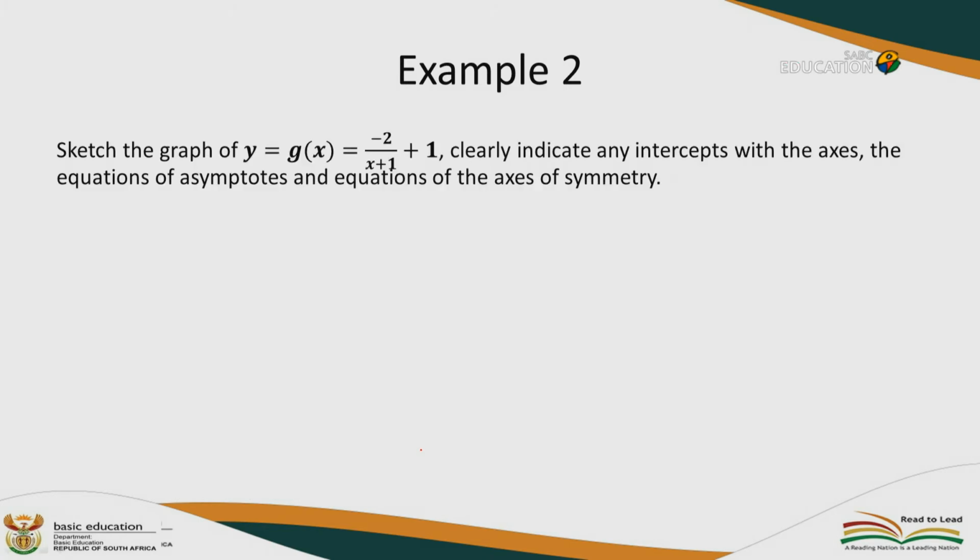Let us go to the second example. We are asked to sketch the graph of y equals g of x equals negative 2 over x plus 1, plus 1. Now they want us to clearly indicate any intercepts with the axes, the equations of asymptotes, and the equations of the axes of symmetry.